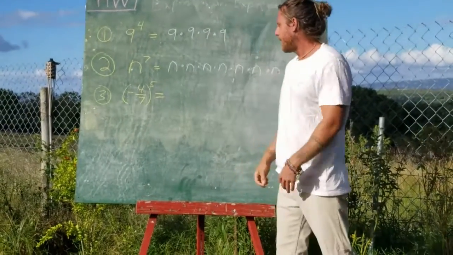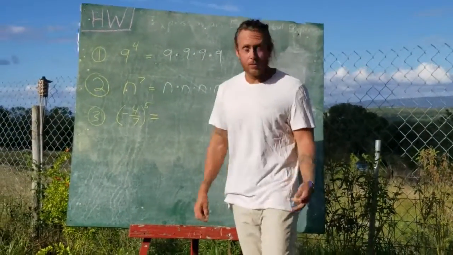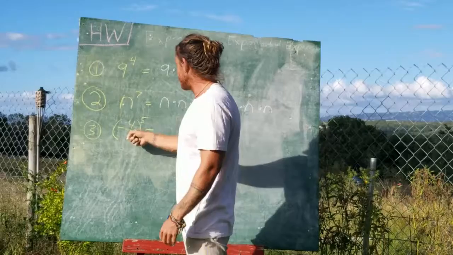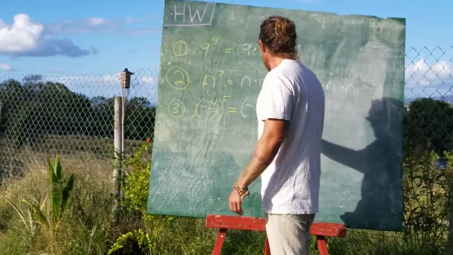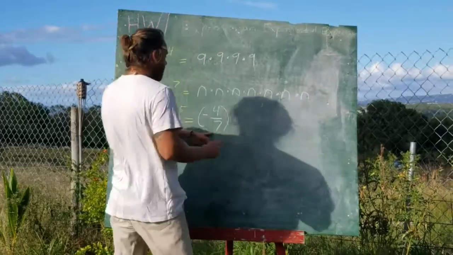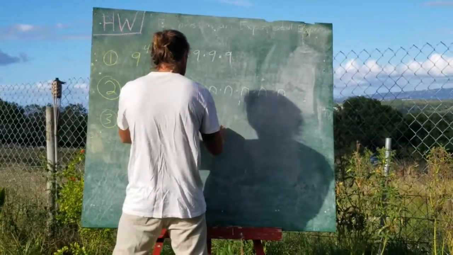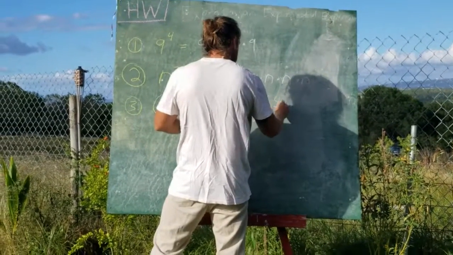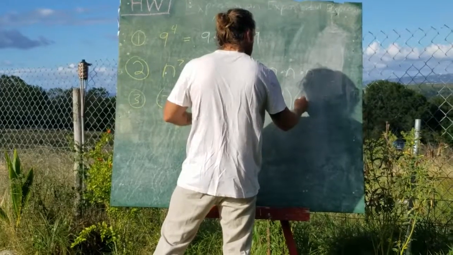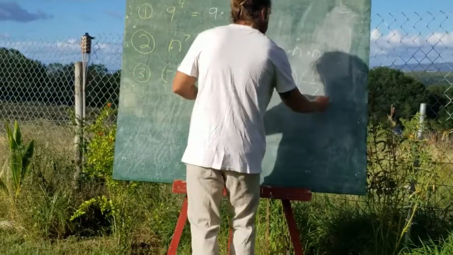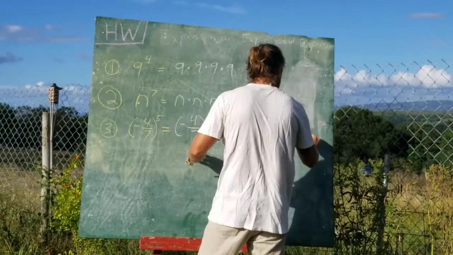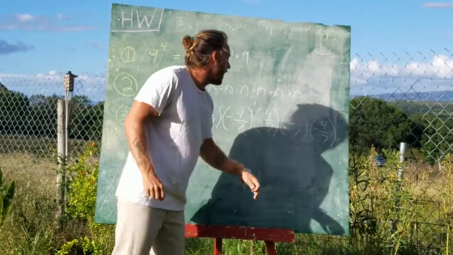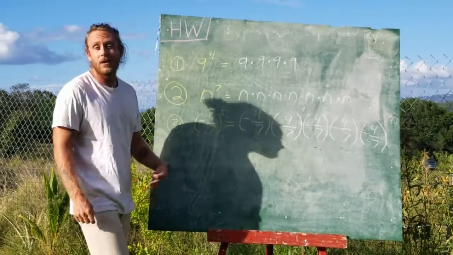How about this one? We have a nice little rational number, negative 4/7 to the 5th. So our base is negative 4/7. And how many factors are we going to have? 5 of them. So 1, 2, 3, 4, and just enough room for one more. 1, 2, 3, 4, and 5 factors of negative 4/7.